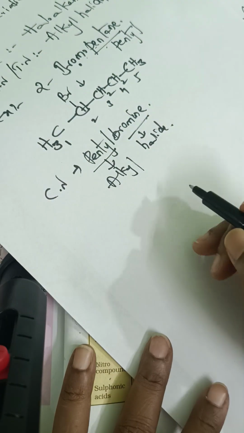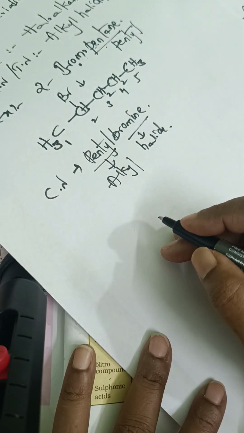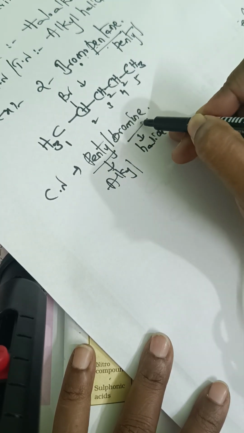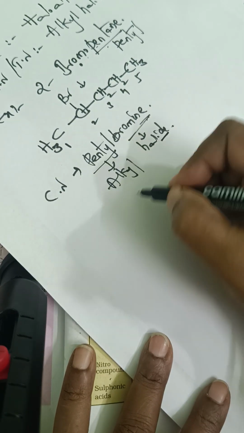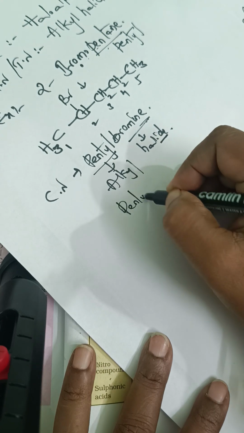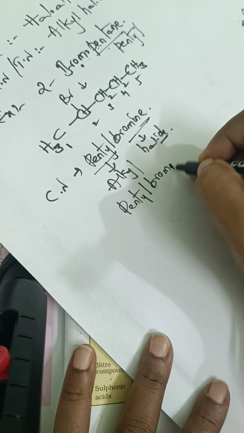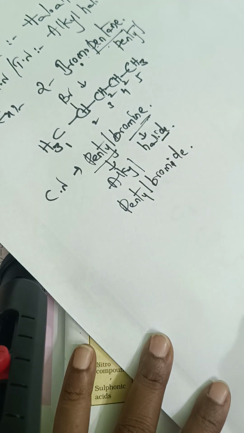And then see here, you have to convert this into the ide form. This will become pentyl bromide. Pentyl bromide.